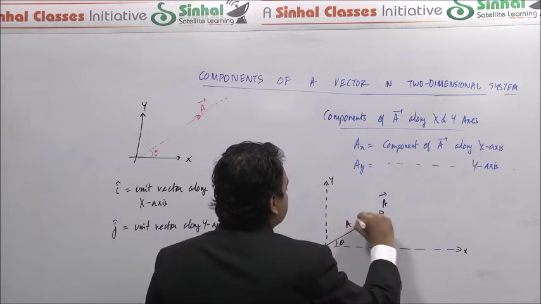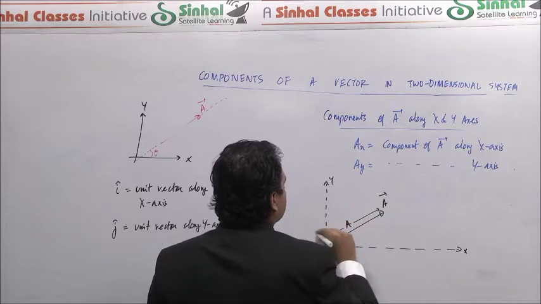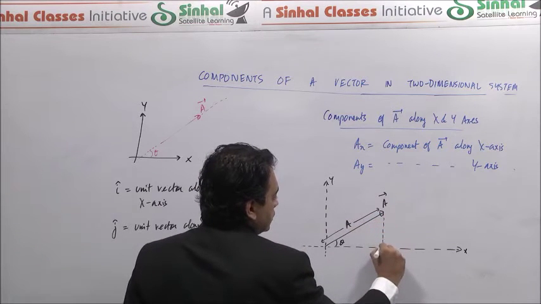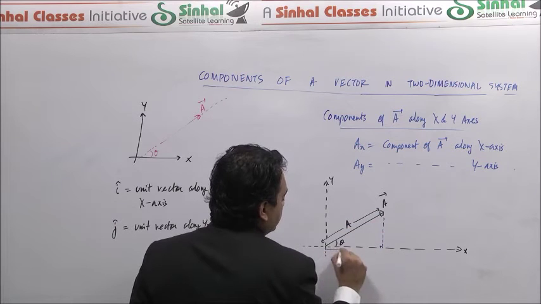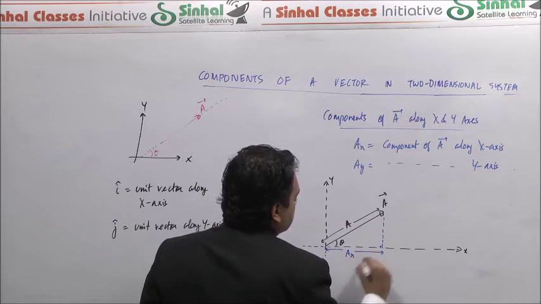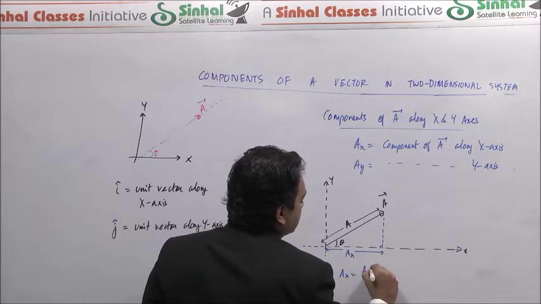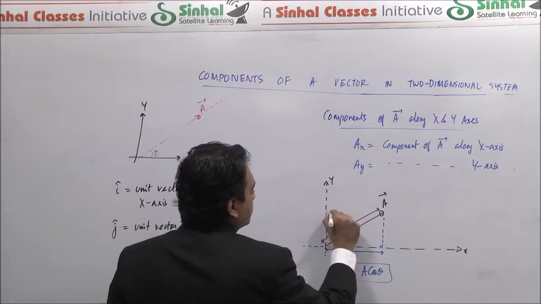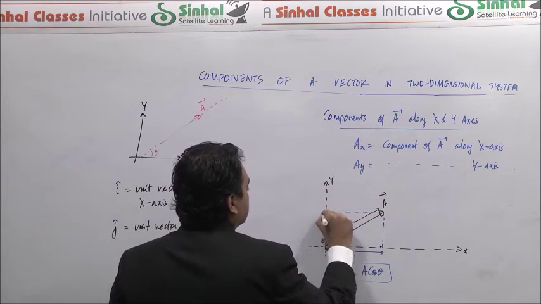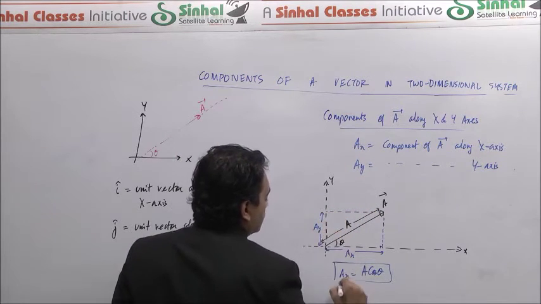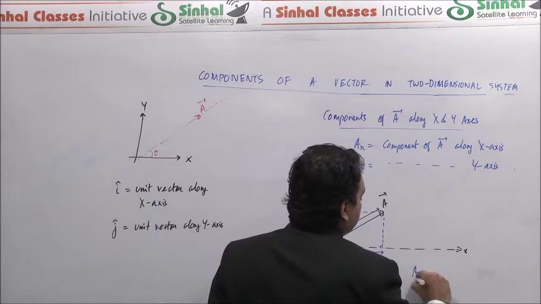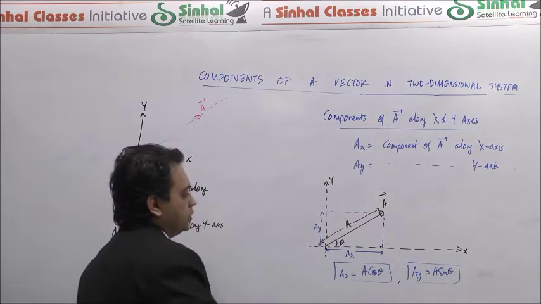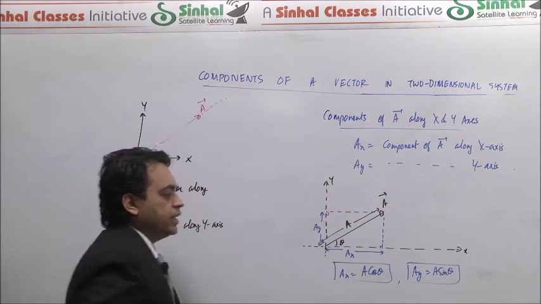And the magnitude of this vector is given by the symbol A. So when I drop a perpendicular onto the x-axis, you can see that the projection that you get over here, that is called AX, and AX is trigonometrically speaking nothing but A cos theta. Whereas when you drop a projection on the y-axis, you can see that the component of A along y-axis, AY, is nothing but A sin theta from the geometry of either of these two right angle triangles.